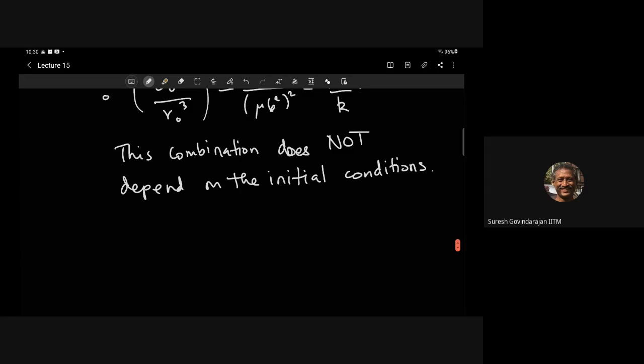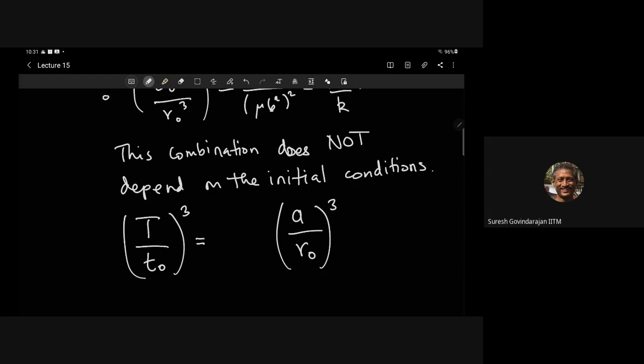So actually, even if you go back, so let's do this. What do we expect? What I want to say is that T by T naught whole cubed should be proportional to this thing, A by R naught whole cubed. And what should appear here is a constant, which does not depend on mu, k or anything. Is this point clear? So there should be a square on the left. Somewhere one thing should be square. Which one? T should be square. And this is independent of initial conditions because it doesn't depend on L.